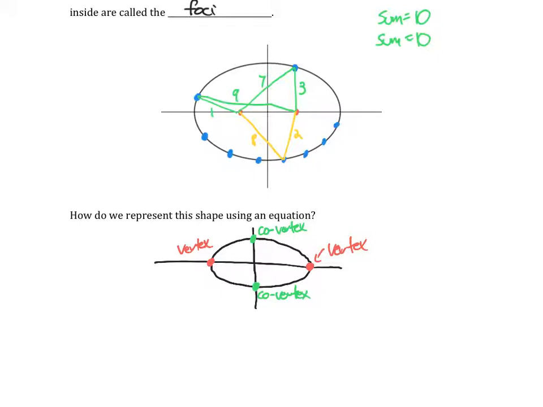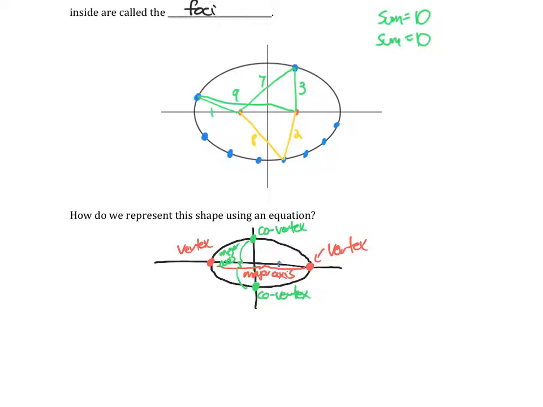The axis that the two vertices are on is what we call the major axis. So the vertices will always be on the major axis, and the co-vertices will always be on what we call, you probably can guess it, the minor axis. So we have the major axis, that's where the vertices are. The minor axis is what the co-vertices are on.